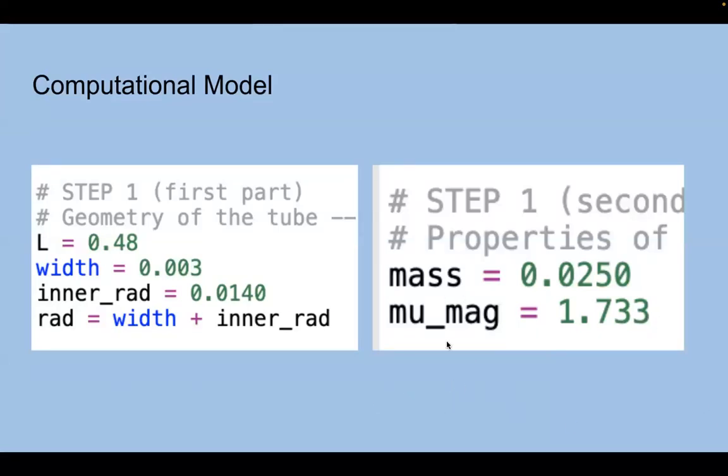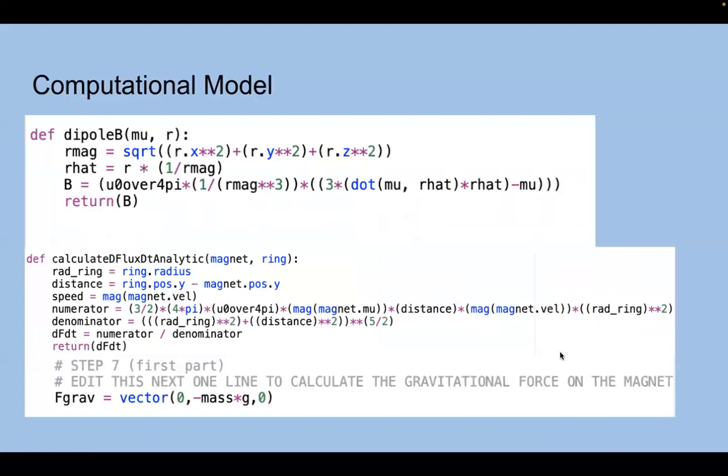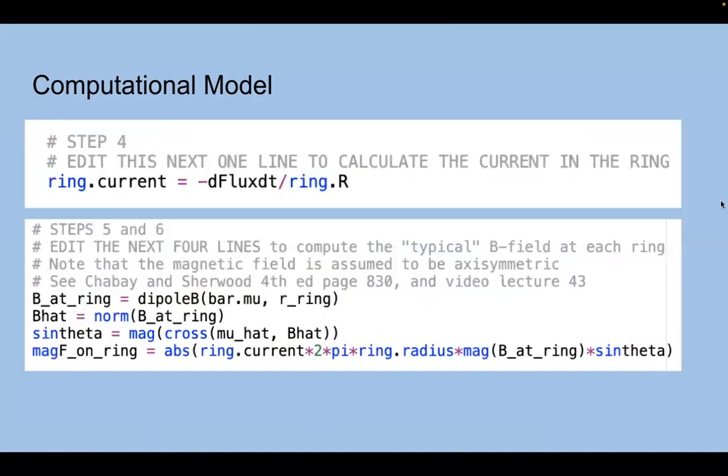And here's the conditions of the magnet. And then here we're just setting up the magnetic field. And down here you can see the gravitational force. And then in this batch of code, you're dealing with the magnetic field of each ring, and then you're applying that to the tube.